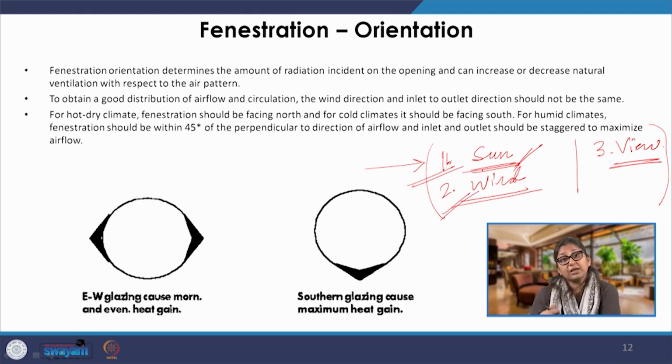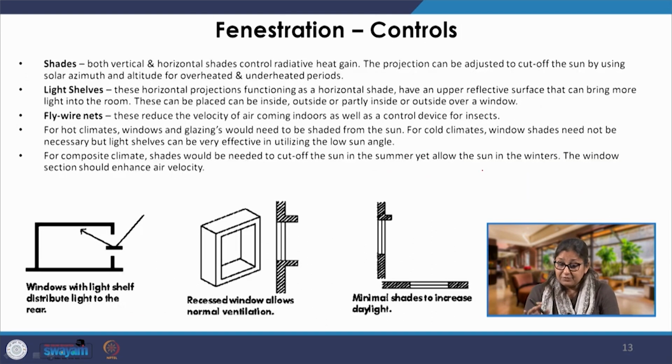If we want to bring in wind or if we want to cut off wind, we have to provide it perpendicular to the wind direction or opposite to the wind direction. So, this is what will determine the orientation of the fenestration. Then we have to talk about the fenestration controls as part of the design element.